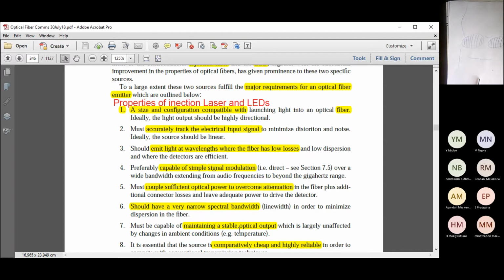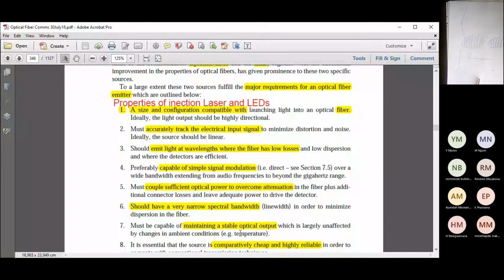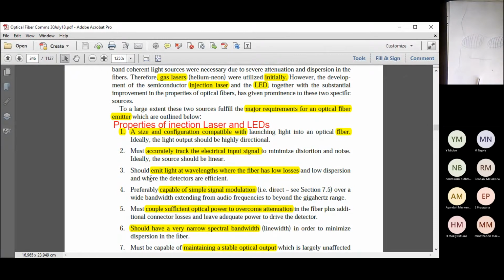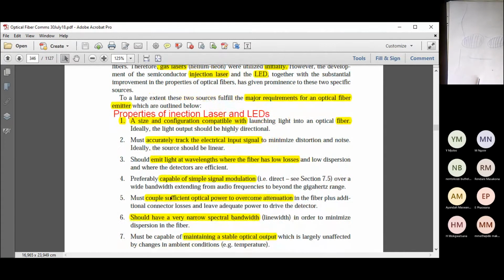Right, that's what we need. These points are the points that we need to establish a good source. These are the characteristics of a good source, whether it's a laser or an LED. I've got other points here later on where we will say what's the difference between lasers and LEDs. That's another story, the difference between these two.